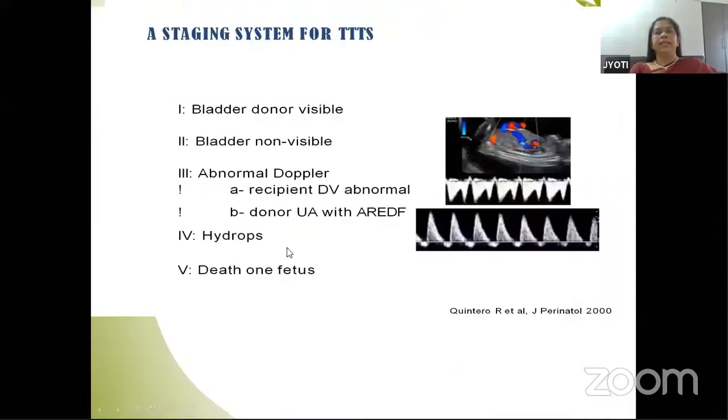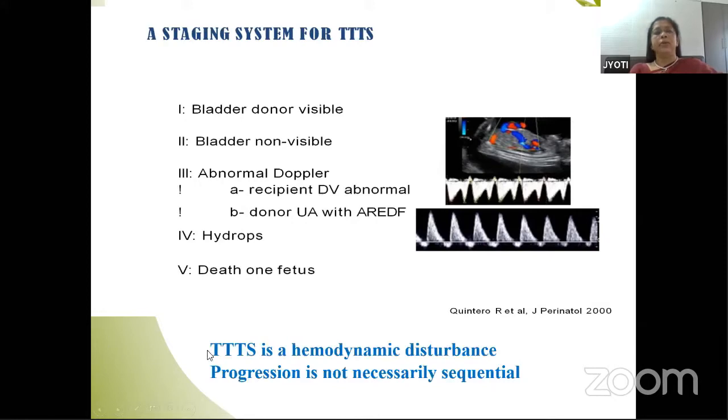So again, when we get a TTTS, we look at the bladder, we look at the Doppler, and we stage. Stage 1 means normal Doppler, bladder donor visible, bladder donor not visible. Stage 2, stage 3, abnormal Doppler with A is recipient AV abnormal, B is donor, umbilical artery shows absent or reversal. Stage 4 is hydrops and stage 5 is death. But what you have to remember, it is a hemodynamic disturbance. It is not necessarily sequential. That means today if it was scanned, you find in stage 2, doesn't mean that next 2 weeks it becomes stage 3. It may become stage 5 in next 2 weeks.